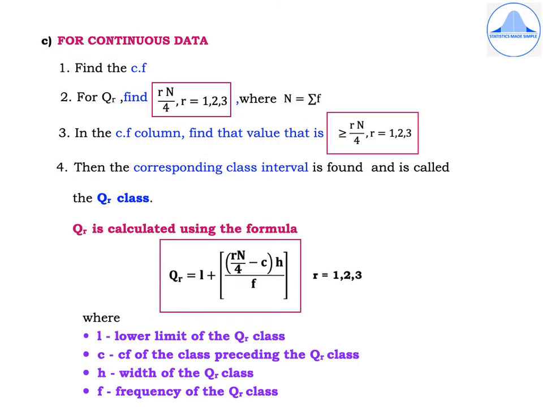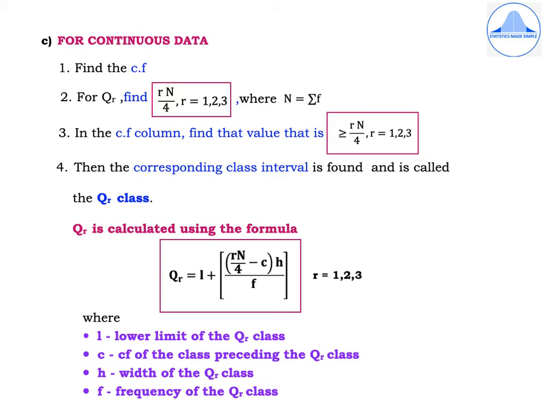Subdivision C for continuous data. The first step is to find the cumulative frequencies. Second step for Qr, find rN divided by 4, where r takes the values 1, 2 and 3 and capital N is equal to summation f. Third step, in the CF column, find that value that is greater than or equal to rN by 4, again where r takes the values 1, 2 and 3. Fourth step, then the corresponding class interval is found and is called the Qr class.